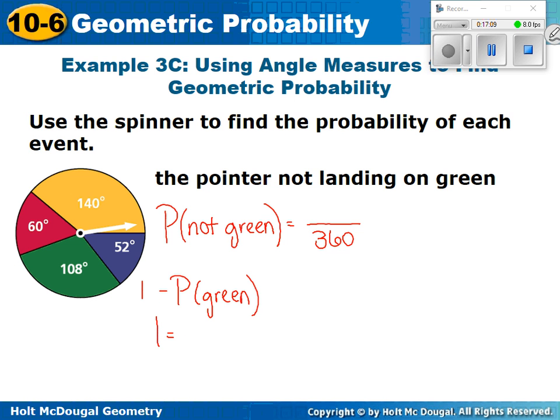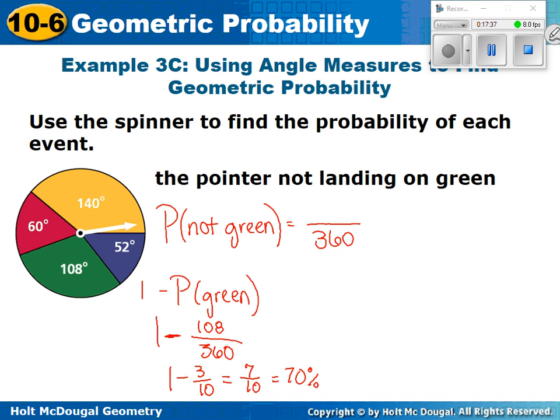So what's the probability that it is green? Okay, it would be 108 out of 360, which is 1 minus 3/10. So what is my probability that it is not green? 7 out of 10, or 70%.